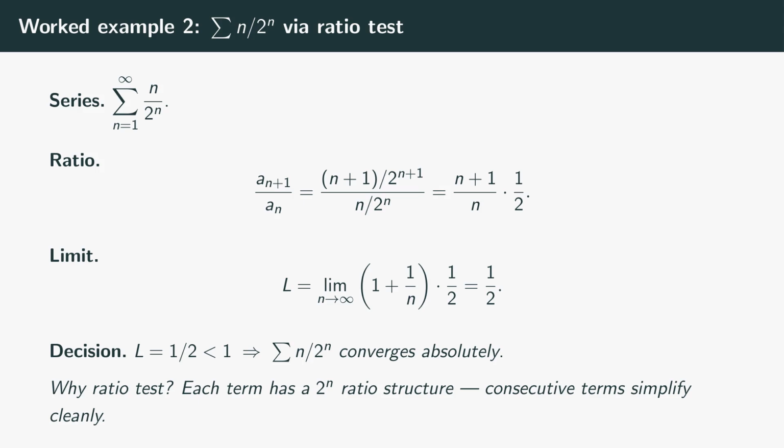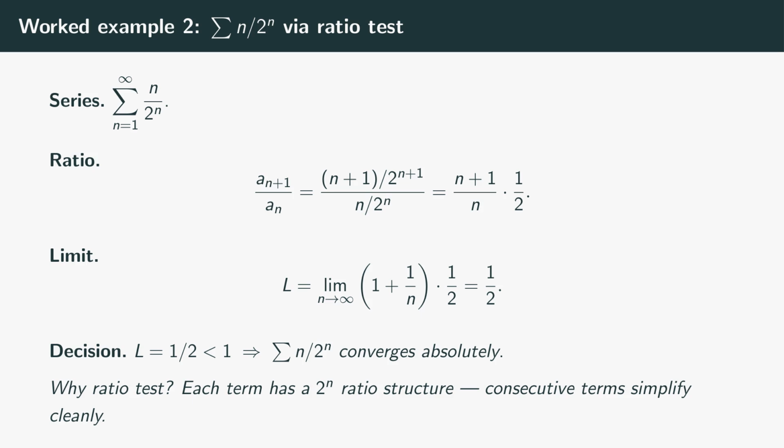Second worked example, the ratio test on the sum of n over 2 to the n, which we previewed earlier. Now let's do it cleanly. Set up the ratio. A sub n plus 1 over a sub n equals the quantity n plus 1 over 2 to the n plus 1, divided by n over 2 to the n. The factor of 2 to the n over 2 to the n plus 1 becomes 1/2. The quantity n plus 1 over n stays, so the ratio is the quantity n plus 1 over n times 1/2. Take the limit. The quantity n plus 1 over n equals 1 plus 1 over n, which approaches 1 as n approaches infinity, so L equals 1 times 1/2, which is 1/2.